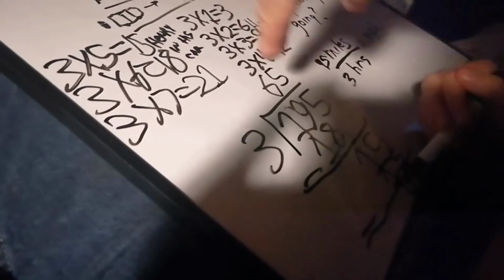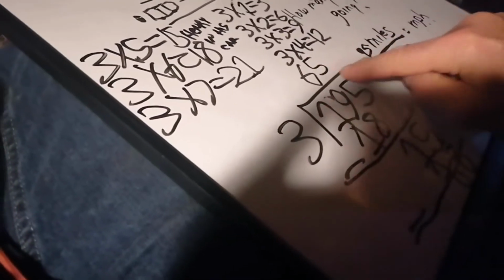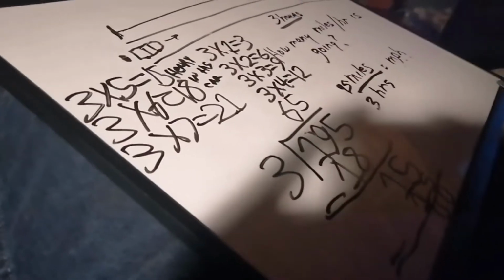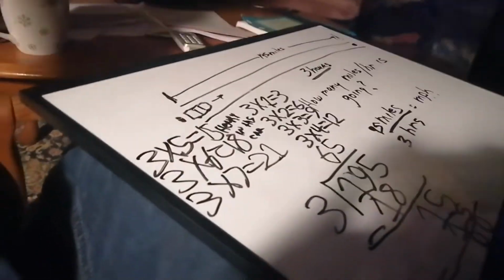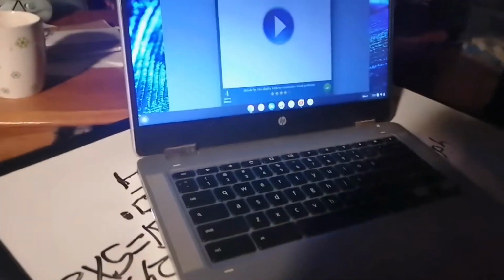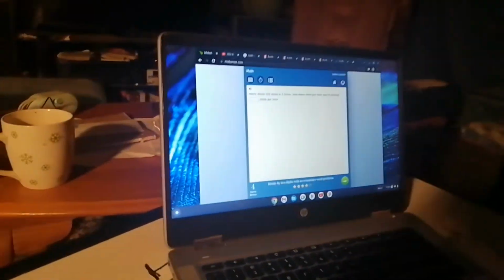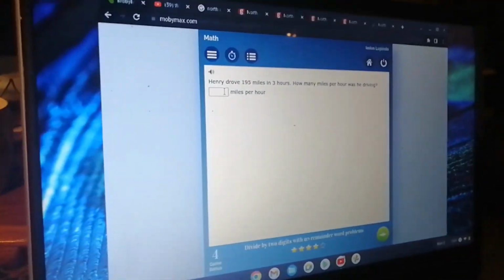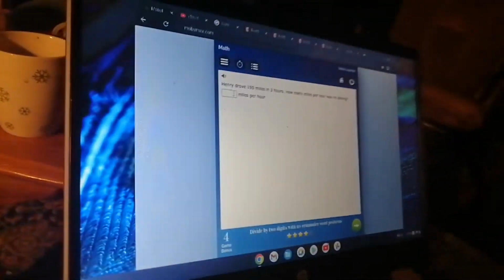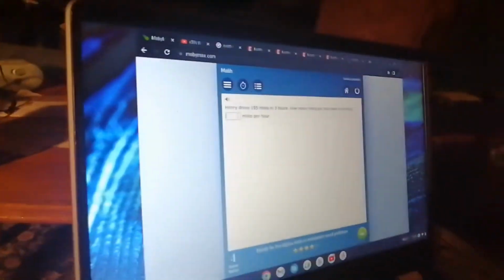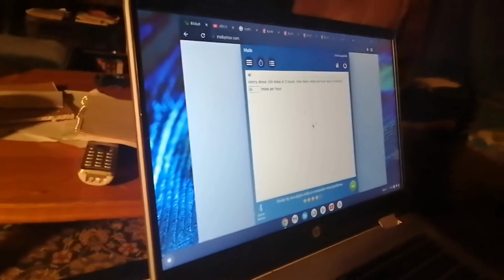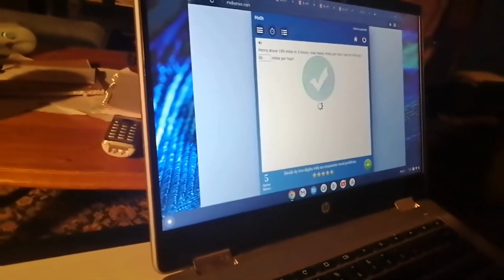So 65 what? Miles per hour. There you go, 65 miles per hour. Put your answer in there. Henry drove 195 miles in 3 hours. How many miles per hour was he driving? 65 miles per hour. There you go. Beautiful, Iasius. Good job.